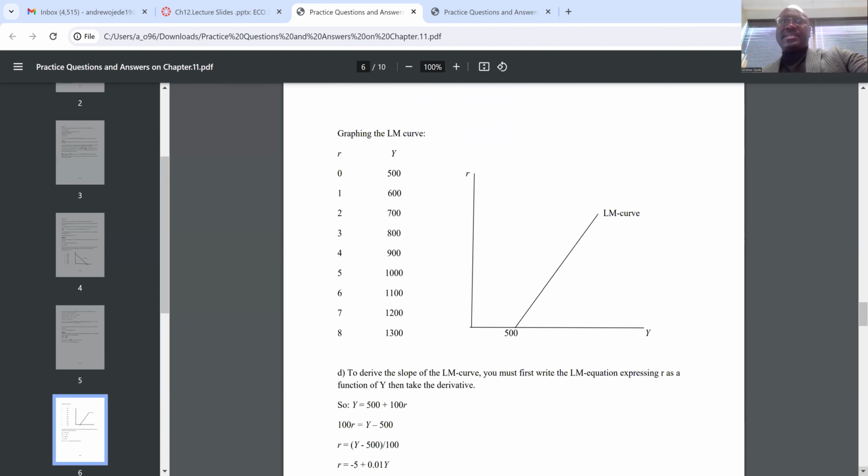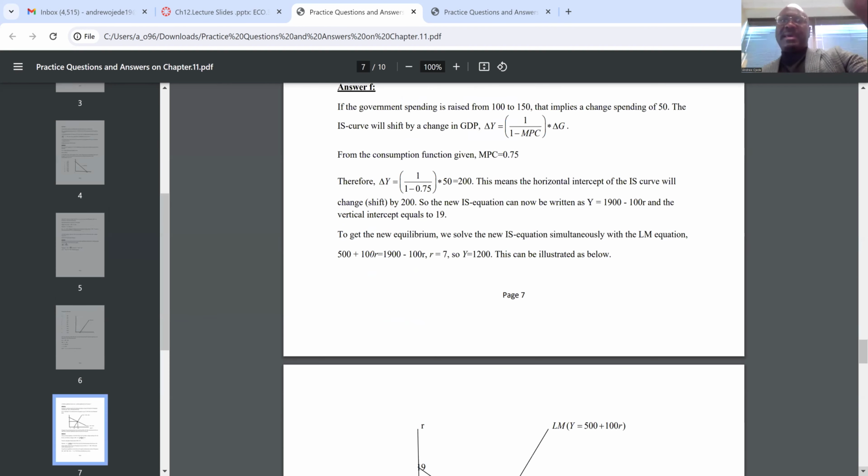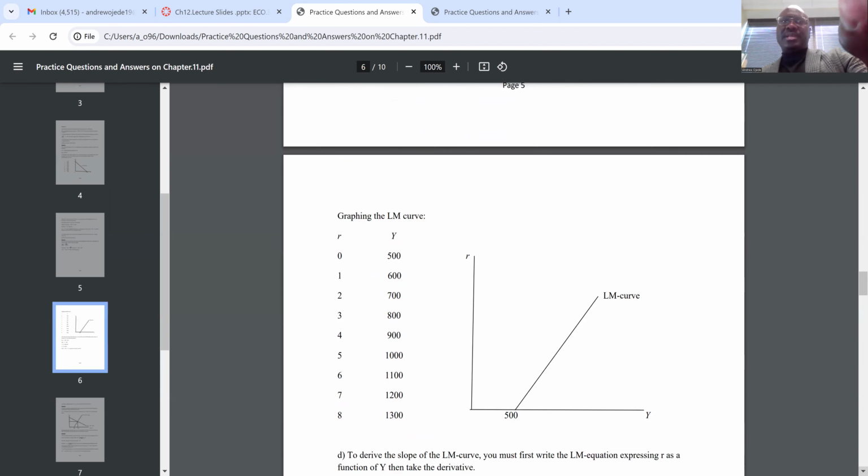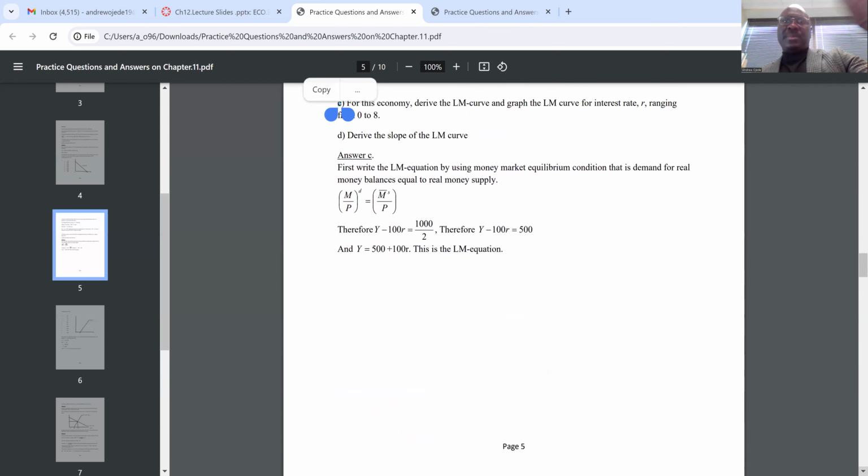So what we did yesterday, if I ask you to derive the LM curve, all you've got to do is invoke the money market equilibrium condition that MD over P must equal MS over P, then substitute the known values. Substitute the money demand function, Y minus 100R, which must equal the real money supply, 1,000 divided by 2. So you come out with this simple equation: Y equals 500 plus 100R, okay?